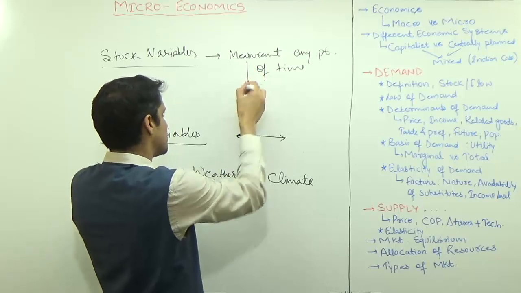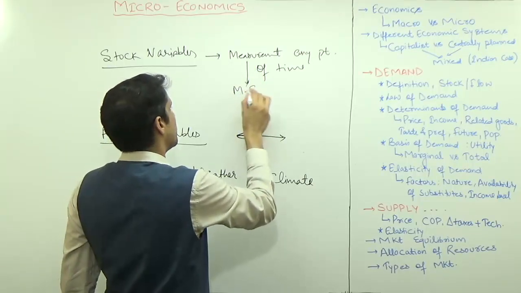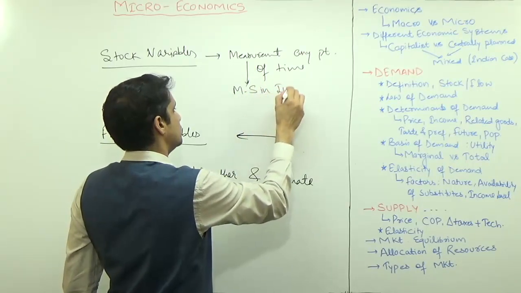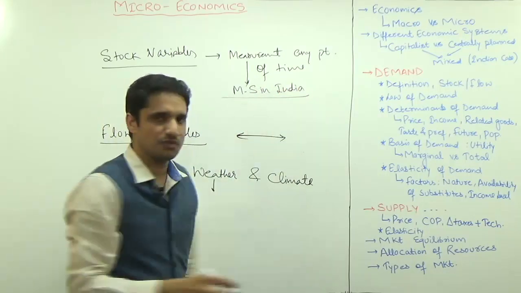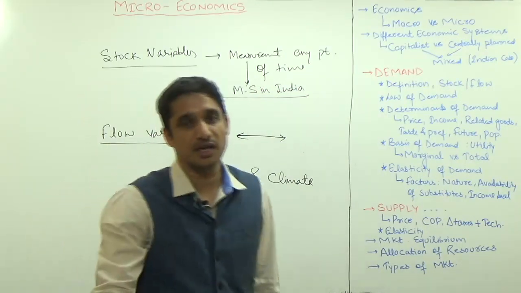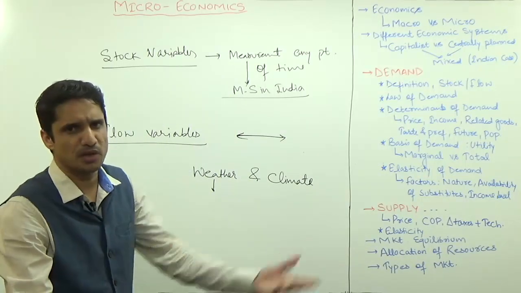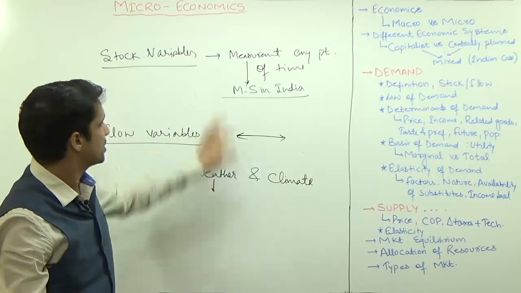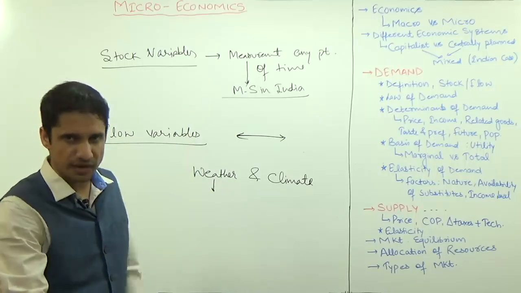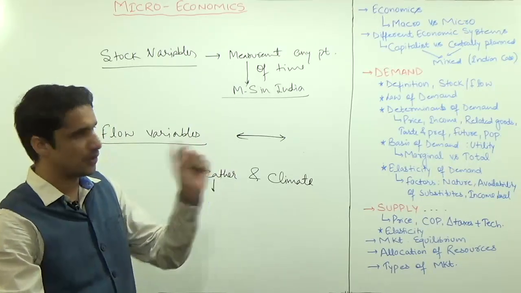For example, if I want to ask you the total money supply in India, the RBI has this information. So money supply in India will be an example of a stock variable. The stock of output of this particular country will also be an example of a stock variable, because we have that information. You can find it out at any point of time.